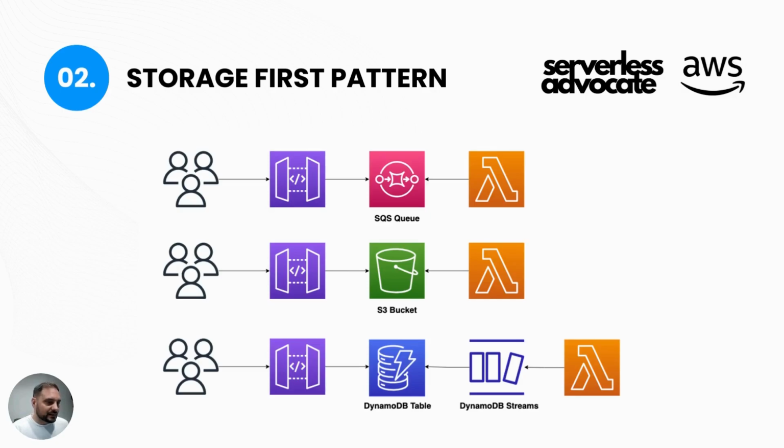Now, to note, obviously, it's not just SQS. We could use EventBridge, Kinesis data streams. We could have S3 buckets, DynamoDB tables. So that storage first could go directly to a plethora of different AWS services using this pattern.